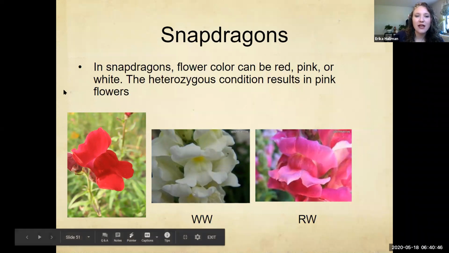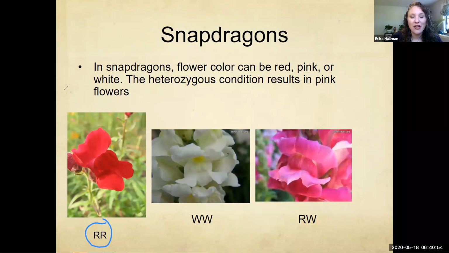So let's look down here at our little key. If we have a red snapdragon flower color, it's going to give us the RR genotype, meaning both alleles are red, flower is red. If we have a white snapdragon, we're going to have 2 white alleles. Okay, so this one and this one are both homozygous. And remember, the heterozygous is going to be the blend between the 2. So if we have 1 R and 1 W allele, we're going to end up with a pink snapdragon. So this is our heterozygous individual, and that's going to be the blend between the 2 other alleles, okay?